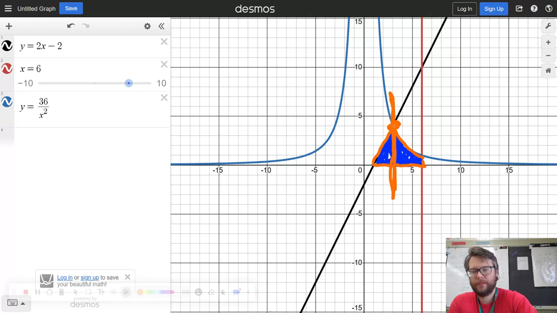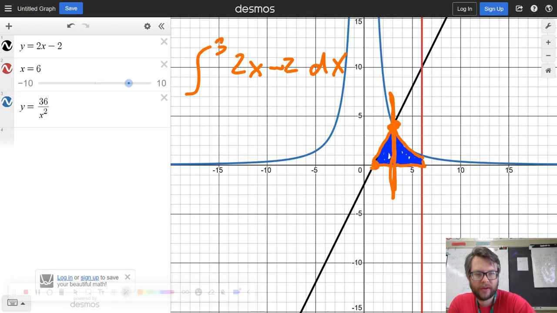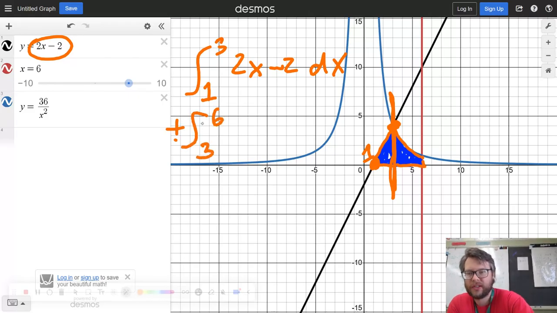So I know I'm going to do an integral up to 3, where the line is on top and the x-axis is on bottom. This point right here, I could find it with technology, or I can just realize that's the number 1, because if you plug in 1 for x, you get y equals 0. So 1 to 3. And then I'm going to add on to that the integral from 3 to 6, because it told me in the problem that x was 6. And that's going to be the integral of 36 over x squared dx.